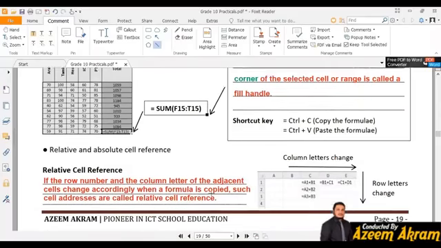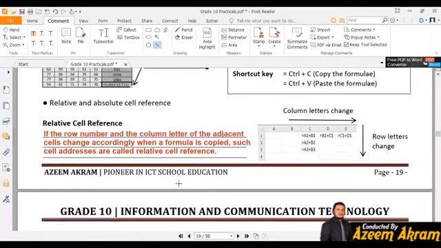Okay, so moving ahead with relative and absolute cell reference. Today I just remind you all: remember, row number and column letter. These two are very important in a relative cell reference. Row number and column letter, what happens exactly? Always remember, it will change. This is what exactly we call relative cell reference.